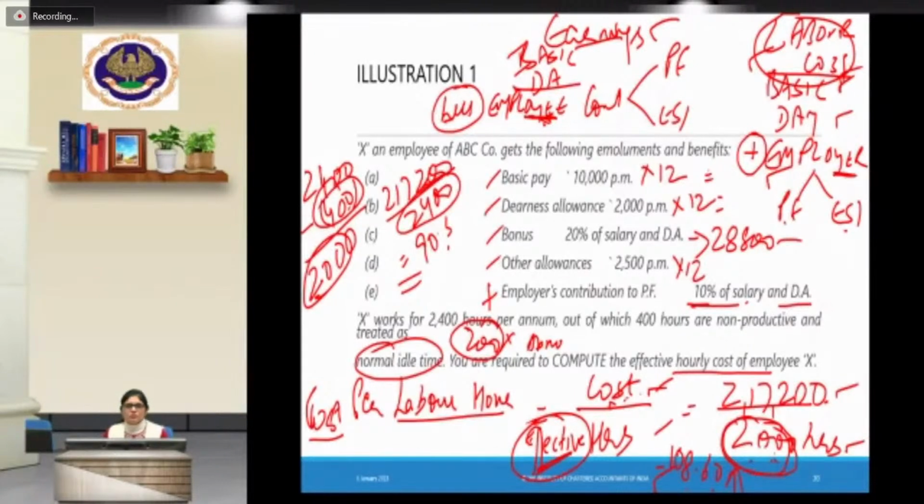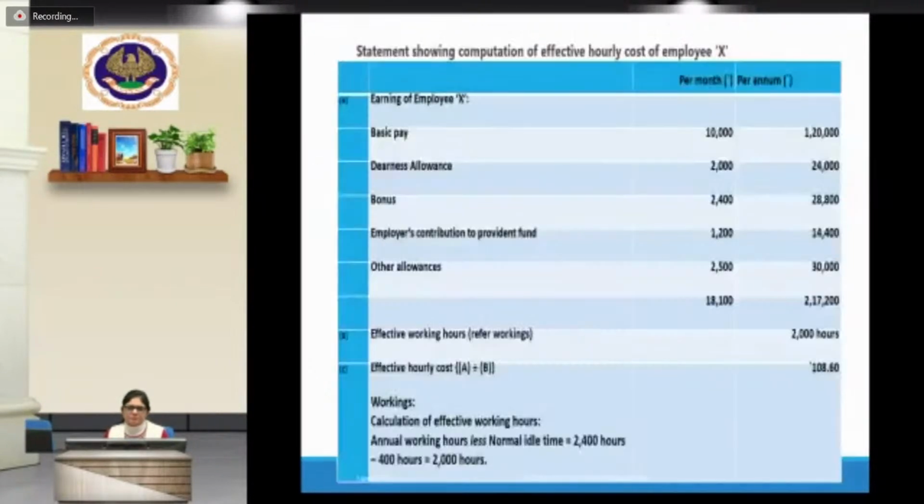Now let me show you the proper answer. So this is the statement. This is how you have to make the statement. It's basically how you present your solution in the exam.